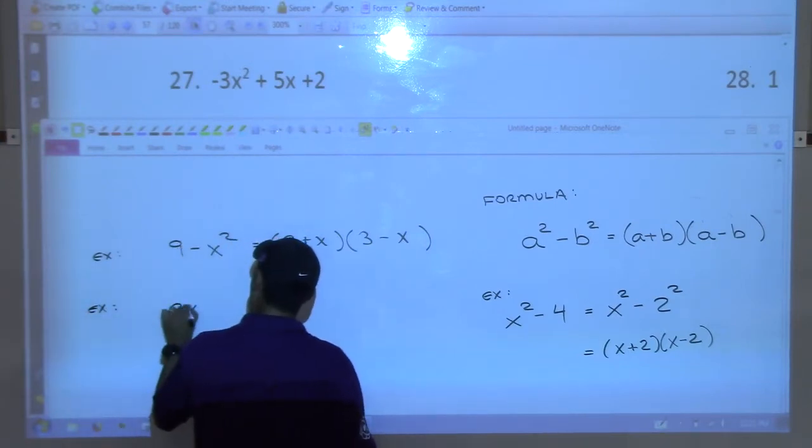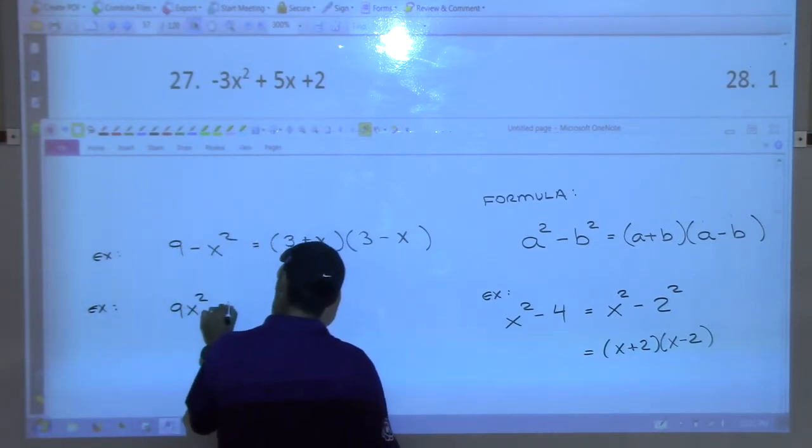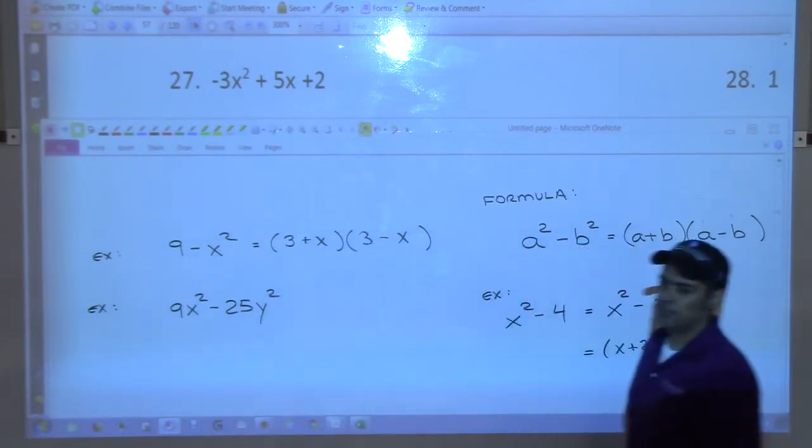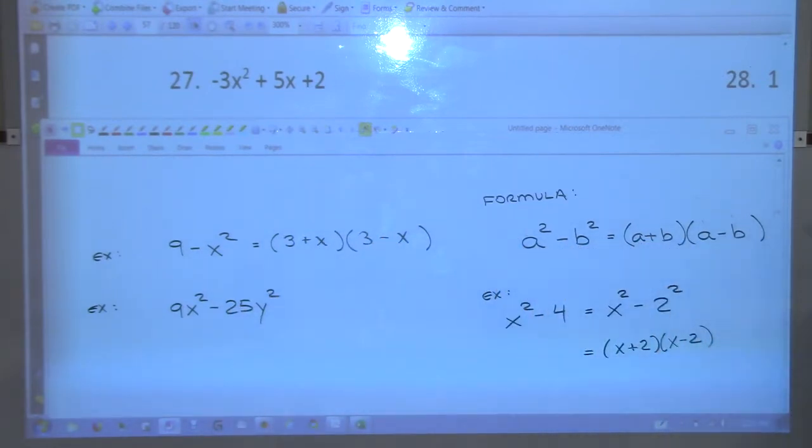How about 9x squared minus 25y squared? This one's a little trickier.